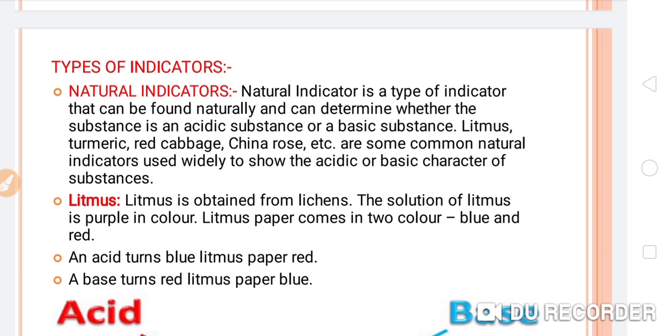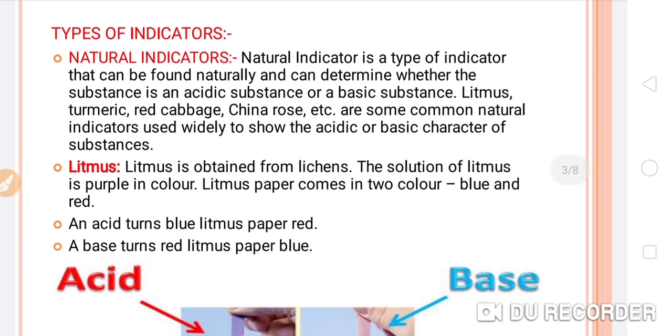Now next, types of indicators. Here I have classified indicators. Number first, natural indicators. A natural indicator is a type of indicator that can be found naturally and can determine whether a substance is acidic or basic. Like litmus, turmeric, red cabbage, China rose, etc. are some common natural indicators used widely to show the acidic or basic character of substances.